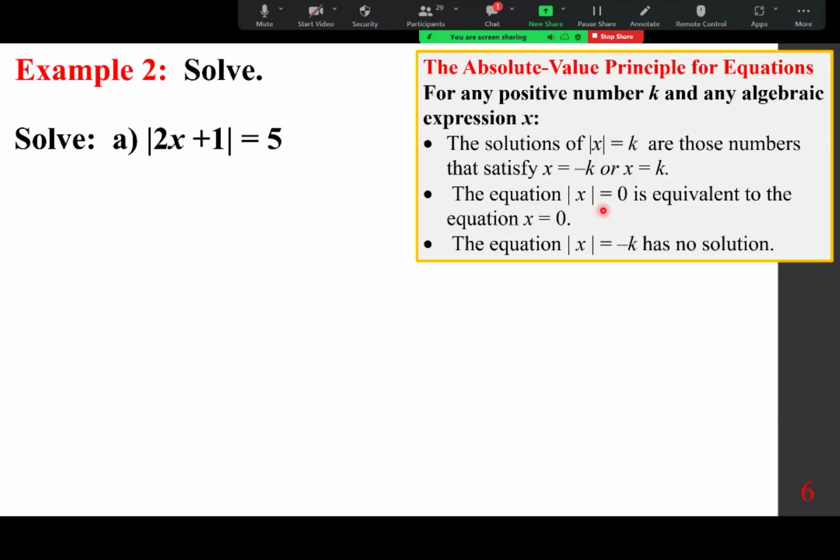The equation absolute value of x equals 0 is equivalent to the equation x equals 0. The equation absolute value of x equals minus k has no solution. We are assuming that k is positive, remember that. So because it's 5, you can drop the absolute value and say 2x plus 1 is positive 5, or 2x plus 1 is negative 5, and solve those two equations.